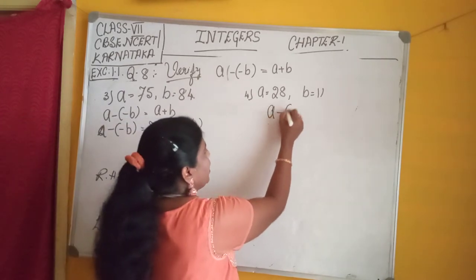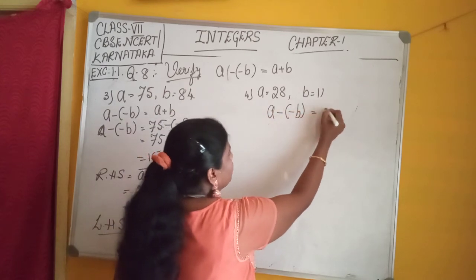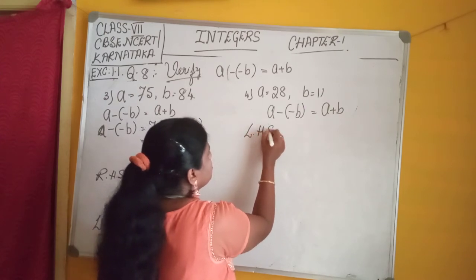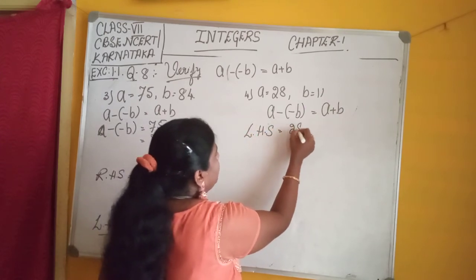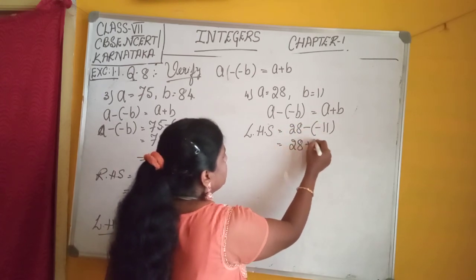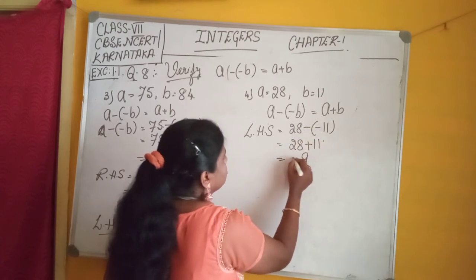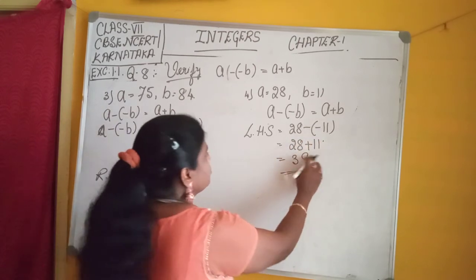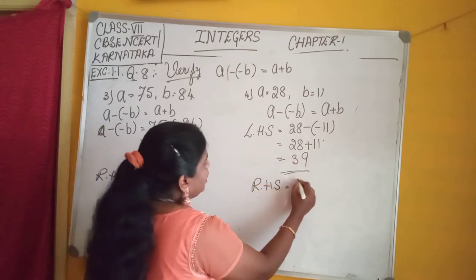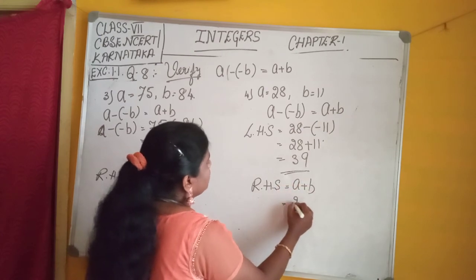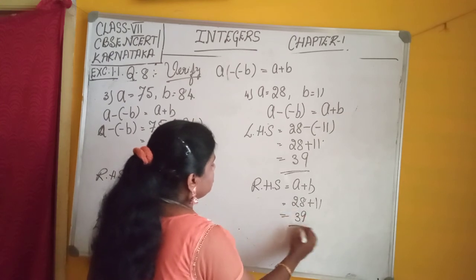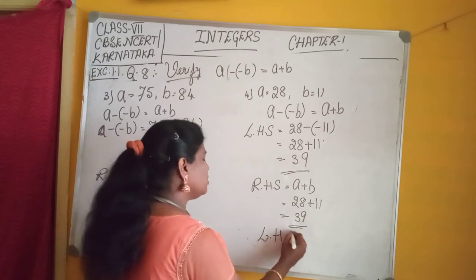For every problem you have to write the formula like this. LHS is A minus of minus B, that is 28 minus of minus 11, that is 28 minus into minus, plus 11, that is 39. Next RHS is equal to A plus B, that is 28 plus 11, that is 39, and LHS is equal to RHS, verified.